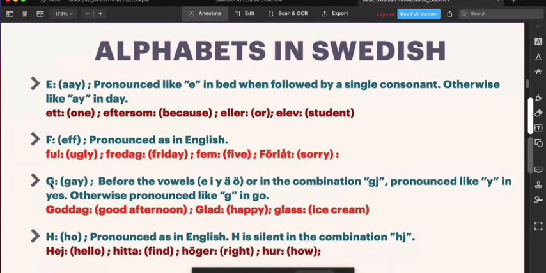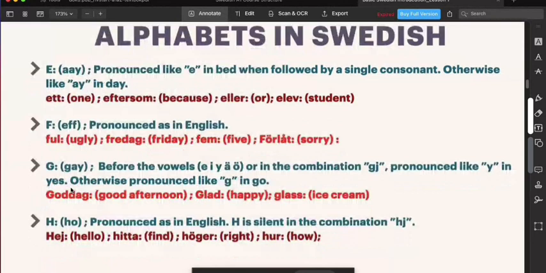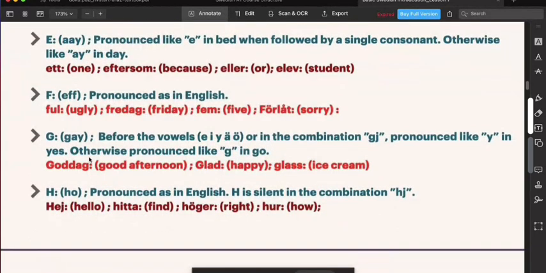Next is G. So we can pronounce the first one, god dag. That is a greeting, a very common greeting. I can use it in the day from 9 a.m. to 5 p.m. God dag, good afternoon. Glad, happy. And that is glass, ice cream.